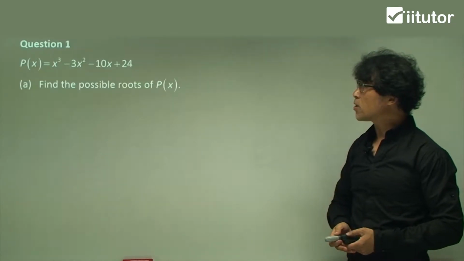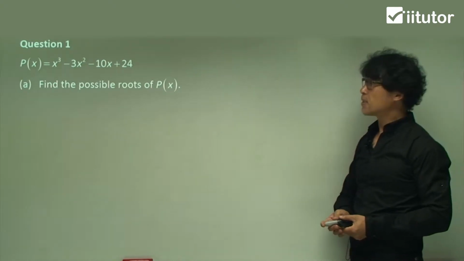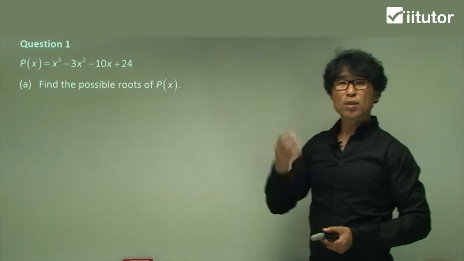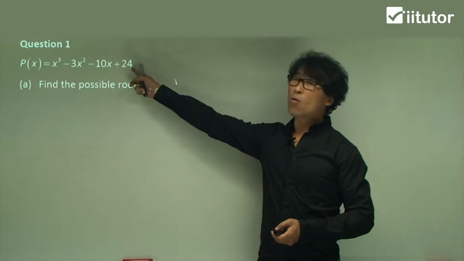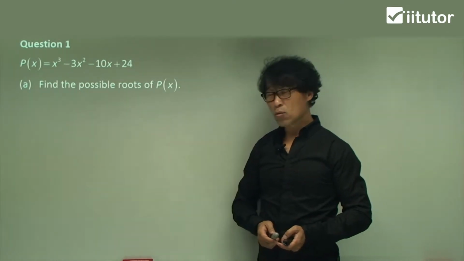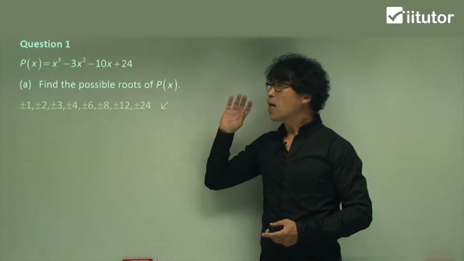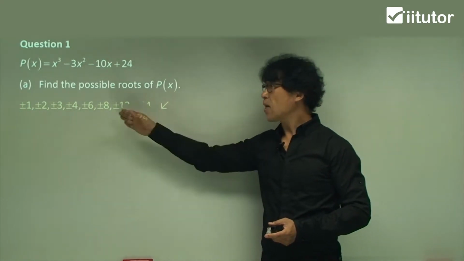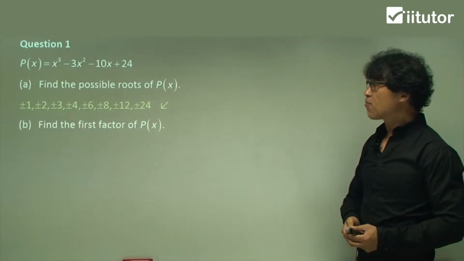Okay, so we'll look at the question over here. Find the possible roots of the polynomial p(x). How do you do it? You always look at the last number, which is the constant number. So list all of the factors of 24, including plus and minus. We are not going to say they are all factors, but they are candidates for the factors. Then find the first factor of that.